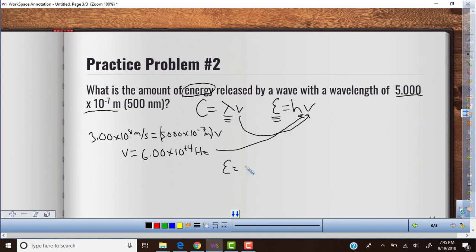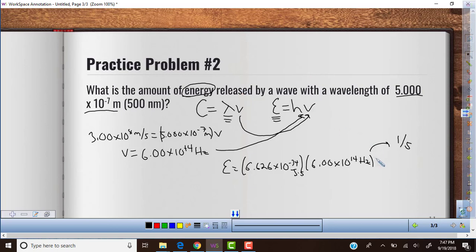So E is equal to Planck's constant, which, if we remember, is 6.626 times 10 to the negative 34. And we're going to multiply that by 6.00 times 10 to the 14th hertz. Now the unit for Planck's constant, which I forgot to write down, is actually joules times seconds. So the seconds are going to cancel out because the actual unit for hertz is 1/seconds. And we'll get our energy in joules when we calculate the answer to this problem.